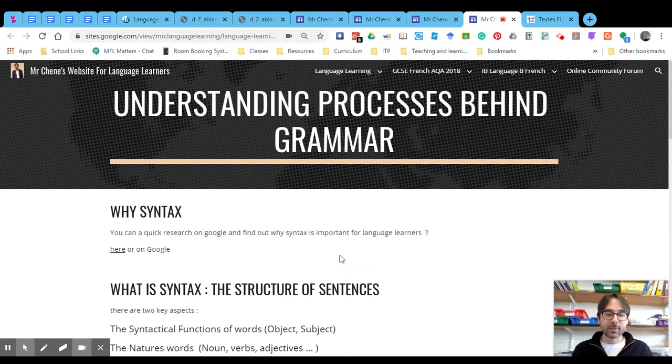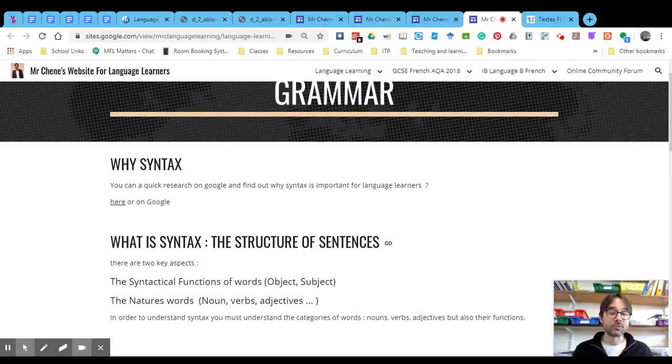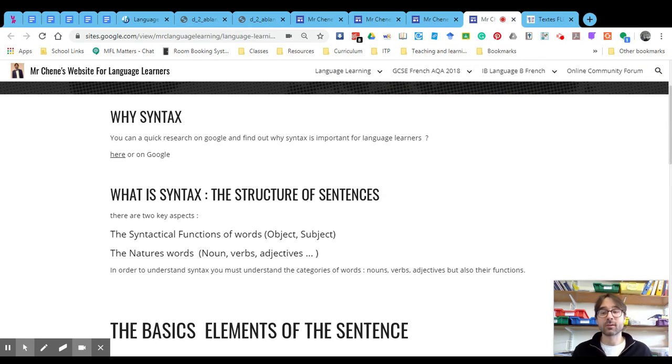So how does this work? Understanding the processes behind grammar. What are the key aspects about that? Why is it important? Well, syntax is the linguistic science that looks at how words interact with each other. That's a very broad definition, but that's mine, okay? Other people would probably define it differently.